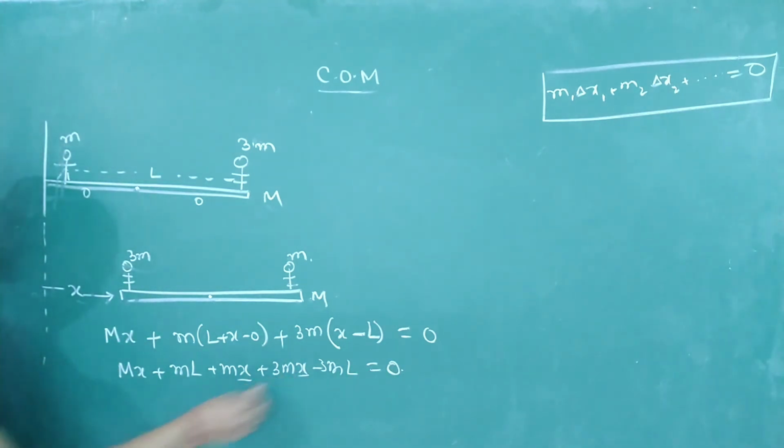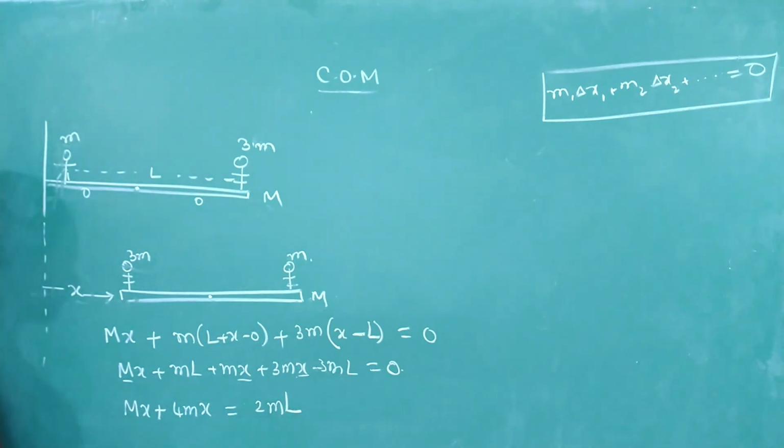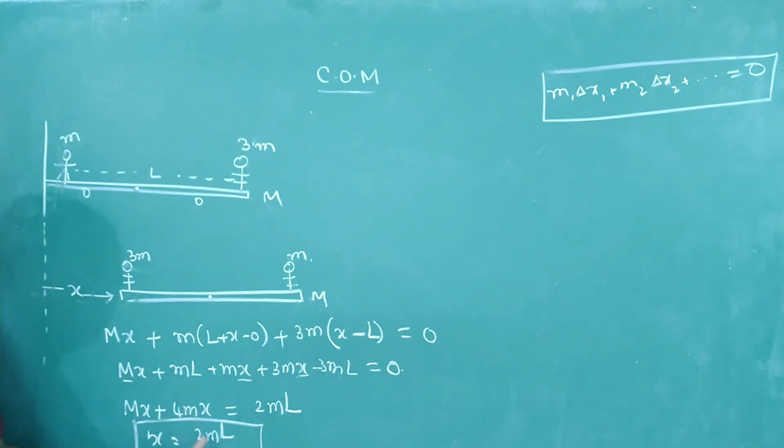Okay, we need the value of x. Mx plus 3mx plus mx, that is Mx plus 4mx, should be equal to minus 3mL plus mL. I will write it as 2mL. So x is equal to 2mL divided by capital M plus 4m. Did we get a positive or a negative value? Now we have got a positive value. Positive value implies your direction is correct. The plank is going to move forward through a distance 2mL by (M plus 4m).